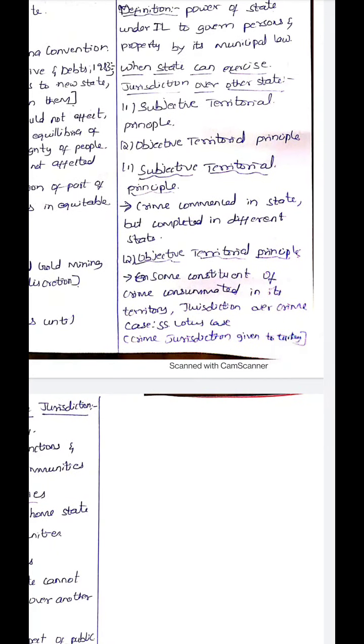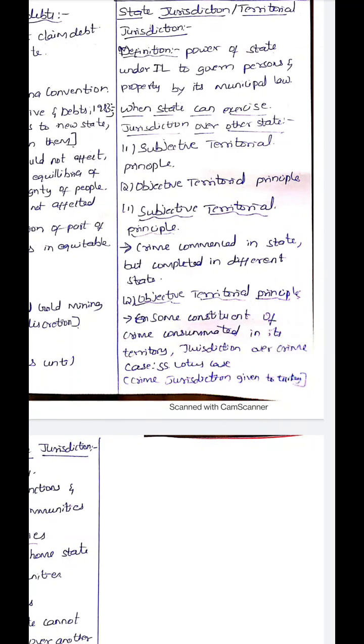When can a state exercise jurisdiction over other territories, other states? We have two principles: the subjective territorial principle and the objective territorial principle. In the subjective territorial principle, if a crime is commenced in one state but completed in a different state, then the state where the crime was commenced can take jurisdiction of that crime. This is the subjective territorial principle.